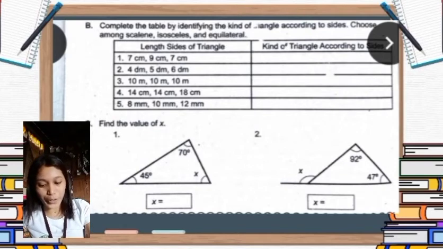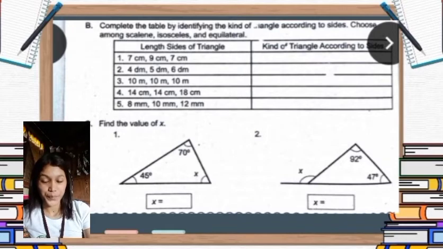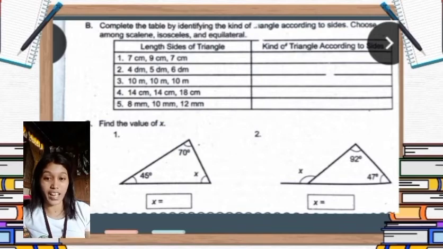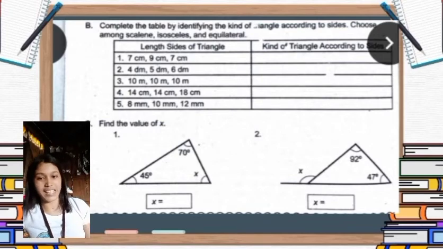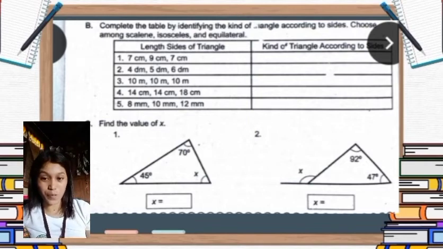So number 2, 4 centimeters, 5 centimeters, and 6 centimeters. So it is a scalene triangle. The measurement of every side is not equal, so none have the same measurement. In an isosceles, there are two sides with the same measurement, and one is different. In a scalene, all sides have different measurements.